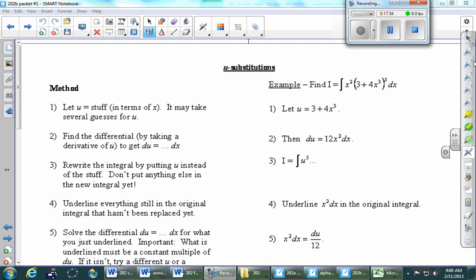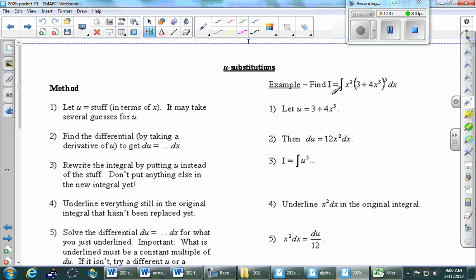So this problem right here says find the integral of x squared times (3 plus 4x cubed) to the 5th dx. It looks far more complicated than any integral that we've tackled so far. Okay, step number 1. We will go to Ashley. Can you read number 1 on the left?